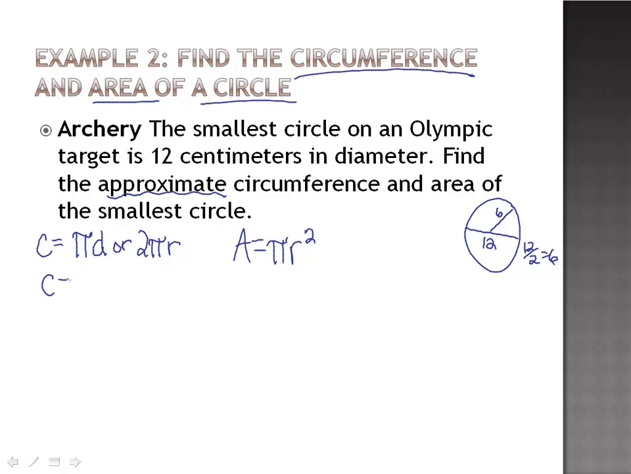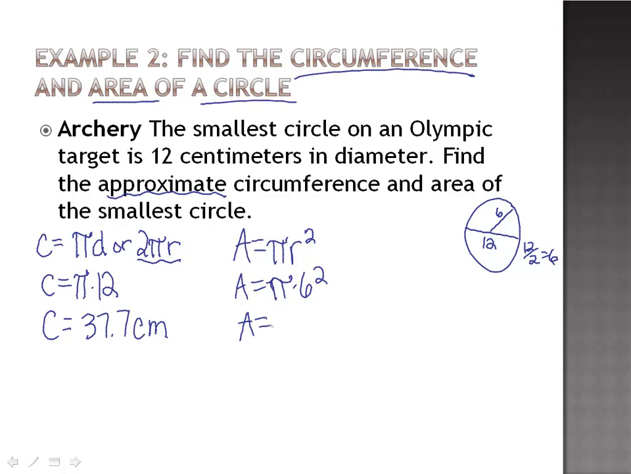So here my circumference equals pi times, you can use the diameter, or you could use this formula. I'm just going to use my diameter. And if you put it into your calculator, pi times your diameter, you'll get circumference is 37.7 centimeters. Here, my area equals pi, and you have to use the radius here, so times 6 squared. If you put this in your calculator, you have area equals 113.1, and it's going to be centimeters squared.